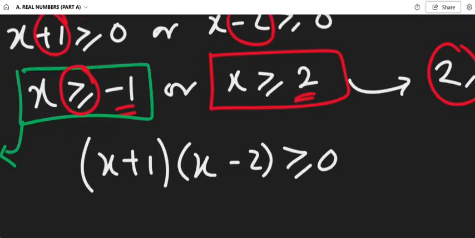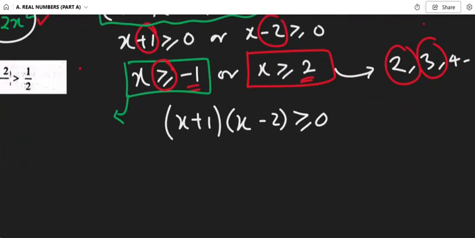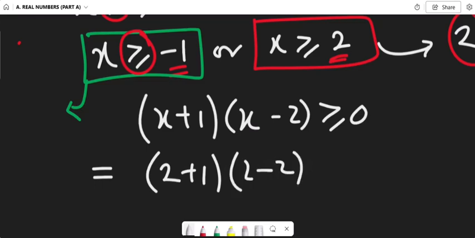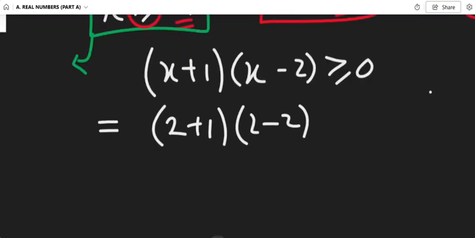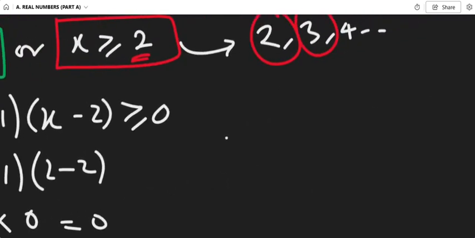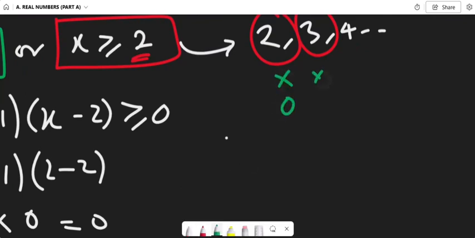So let's confirm that. Picking the first one, which is 2. So when I try to input 2 into the expression here, I will have (2 + 1), then (2 - 2). So in this case, I'm going to have 2 plus 1 is 3, multiplied by 2 minus 2 is 0, and that's 0. So the value when we input 2 is going to give us what? 0. So let's see what will be the value when we're trying to input 3.